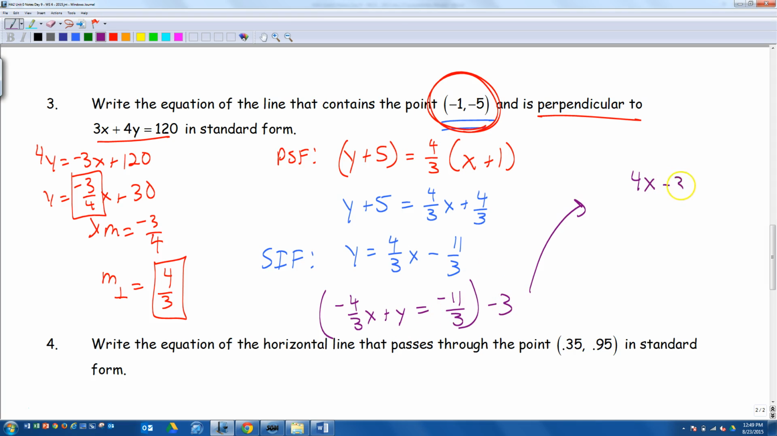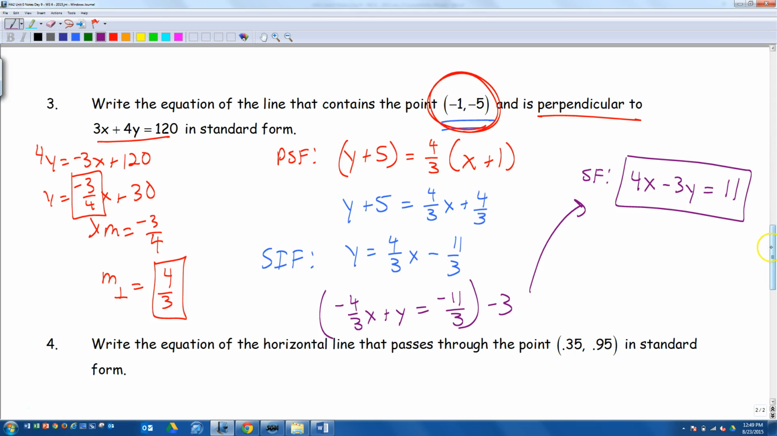This becomes -3y, and this becomes 11. So this would be standard form that is perpendicular to the slope of -3/4.